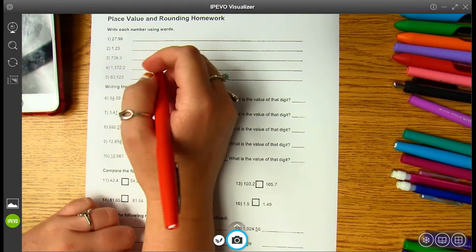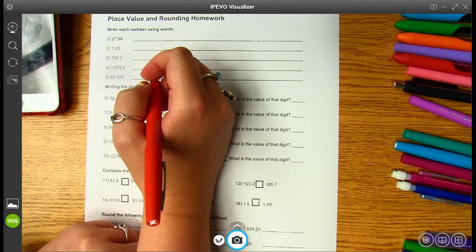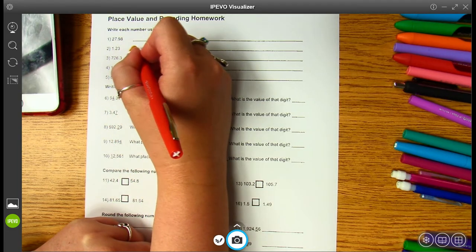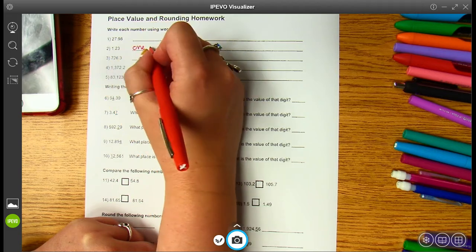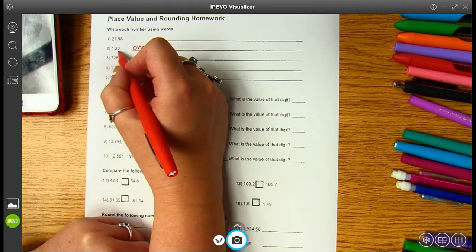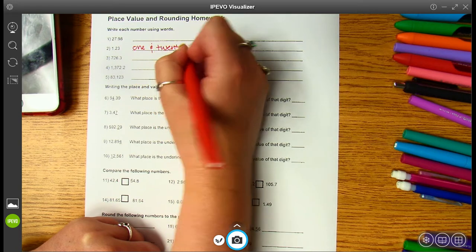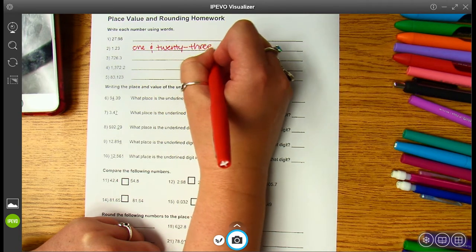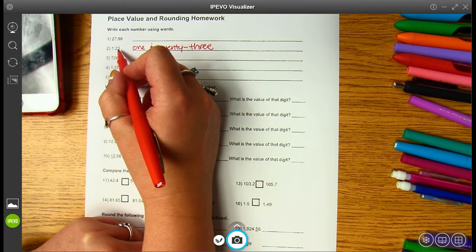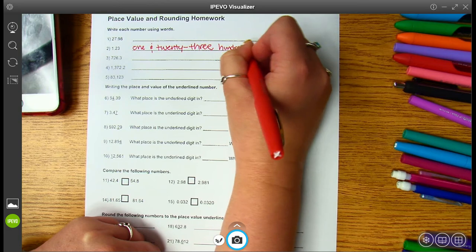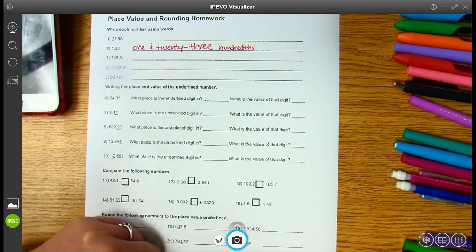Okay, so for this top one, you're supposed to write each number using words. So this is 1. And then after the decimal, put the word "and" and you just say it like normal. This would be 23. The only thing that's different is that we have to name what place value it's in for the last digit after the decimal. This 3 is in the hundredths place, hundredths with a TH. So it's 23 hundredths.